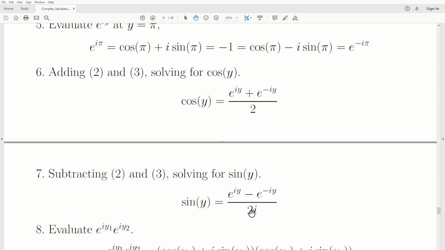Now, here's a tidbit that we'll prove in a later video. If we divide the cosine of y by the sine of y, that's the cotangent of y. So we can get an expression for the cotangent of y. Then we can substitute the arc cotangent of y in place of y, and then you can back solve for the arc cotangent, or the inverse cotangent of y, in terms of this complex expression.